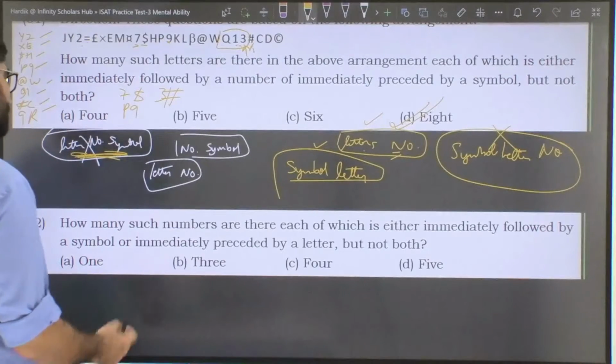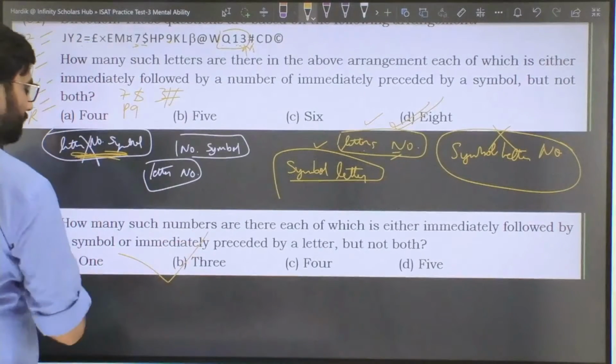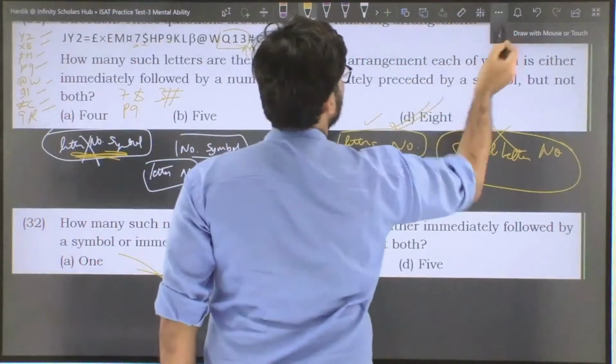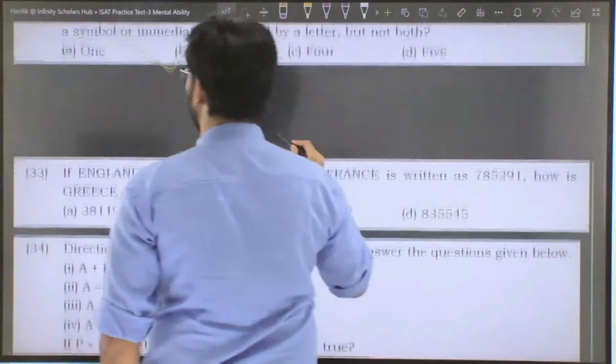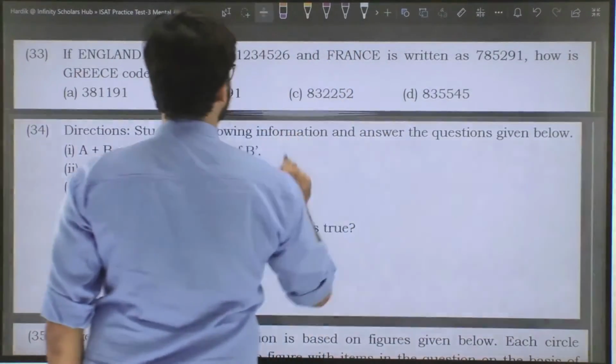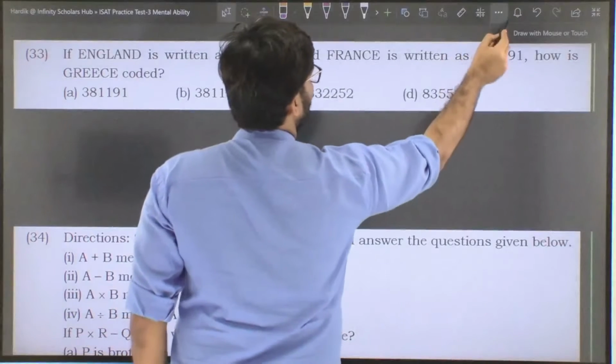So the correct answer for question number 32 was option number B, 3. Okay, so this way you have to solve this type of questions. Now let's see question number 33. Okay, in this question what is given?